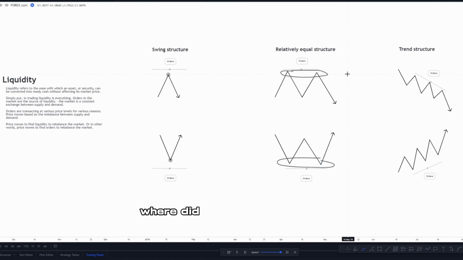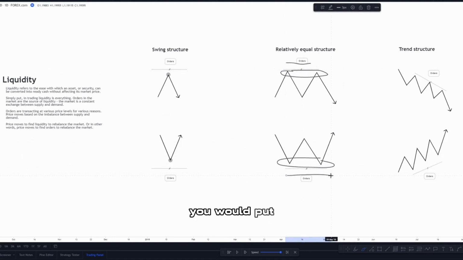And when you did that, where did your stop losses go? Well, if you were selling at a double top, you'd put your stop loss above the highs, and if you're buying at a double bottom, you would put your stop loss just below the double bottom. That's basic knowledge. Everyone knows that those orders exist.